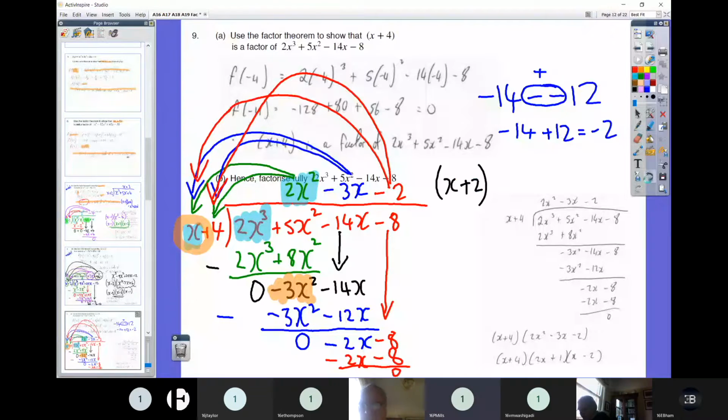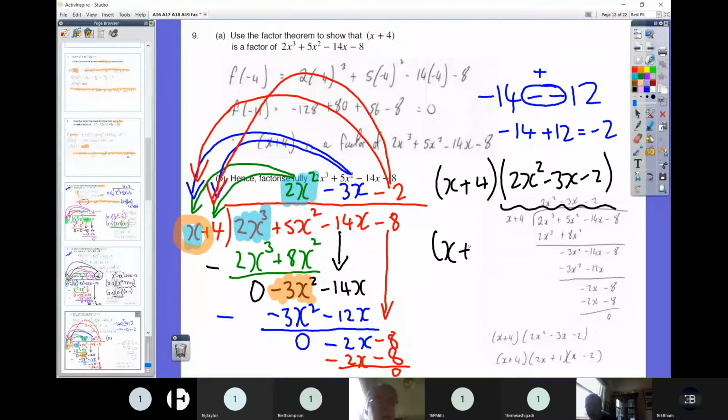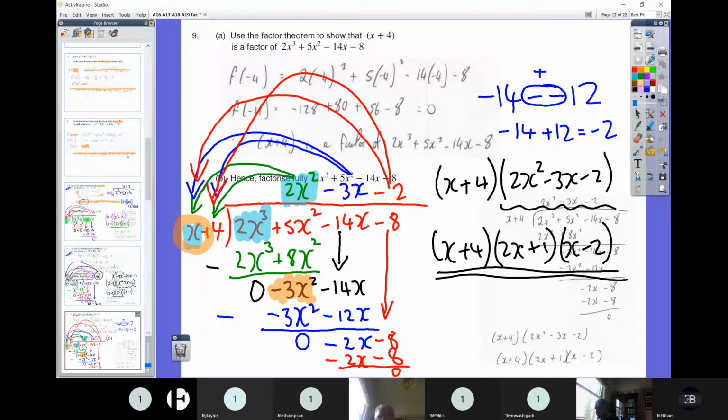So with this bit of the factorising, you've got your original factor, which was x plus 4. And then what you've just worked out, the 2x squared minus 3x minus 2. You'd then have to fully factorise that 2x squared minus 3x minus 2. And we'll do that another day if you can't remember how to do that. That would give you your 2x plus 1 and your x minus 2. And that would be your final answer.